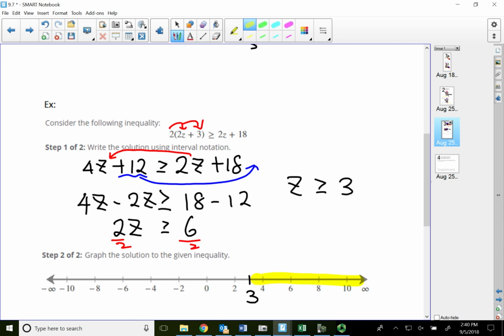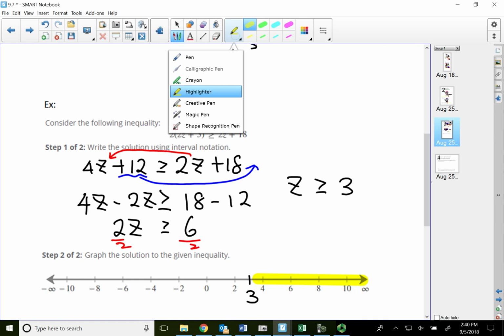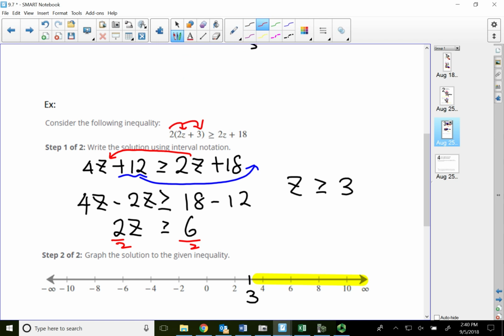Since my inequality contains an equal to, I will use a bracket. Brackets, everything from 3 to the right. So by looking at my graph, the interval notation from left to right has to be from 3 using bracket, comma, all the way to infinity to the very right.